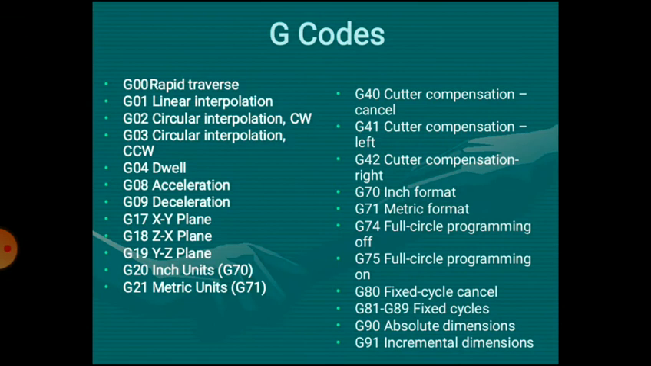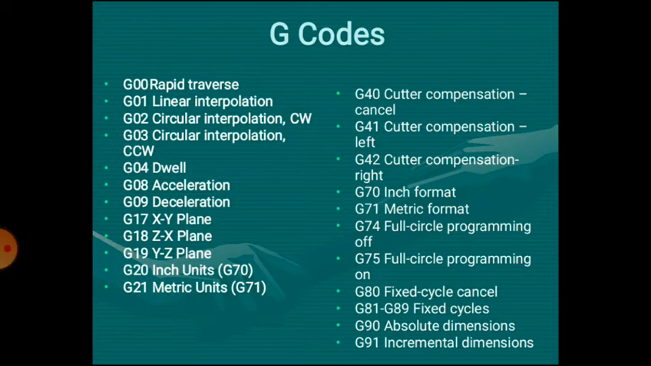So these are the G codes. So G00, it is a rapid traverse. G01, that is a linear interpolation. G02, circular interpolation clockwise. G03, that is circular interpolation anti-clockwise. G04, dwell. Then G17, 18 and 19, that is plane selection. Then G20 or G70, it is for the inch units. G21 or G71, it is metric units.